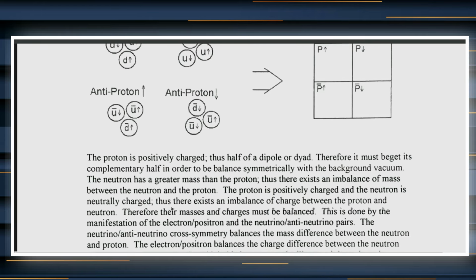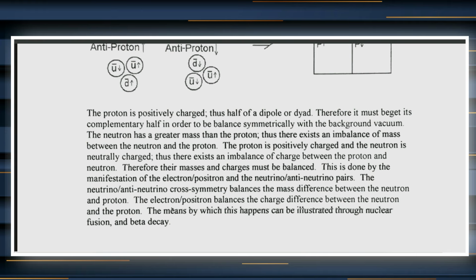Let me read this. The proton is positively charged, thus half of a dipole or dyad. Therefore, it must beget its complementary half in order to balance symmetrically with the background vacuum. The neutron has a greater mass than the proton, thus there exists an imbalance of mass between the neutron and the proton. The proton is positively charged and the neutron is neutrally charged, thus there exists an imbalance of charge between the proton and neutron. Therefore, their masses and charges must be balanced.